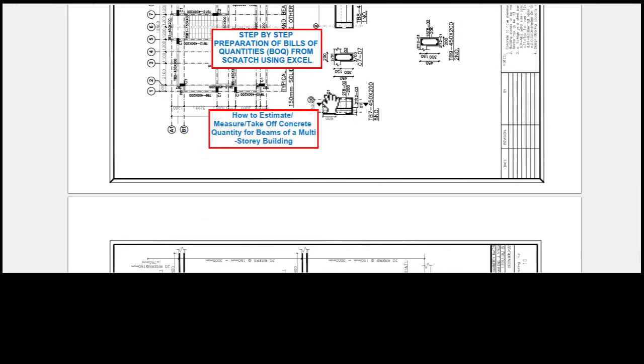So let's go to the fifth floor plan and see what we have. Alright, so we are here. This is another one, and this is a roof slab and a beam layout. Okay, so this is the roof slab.